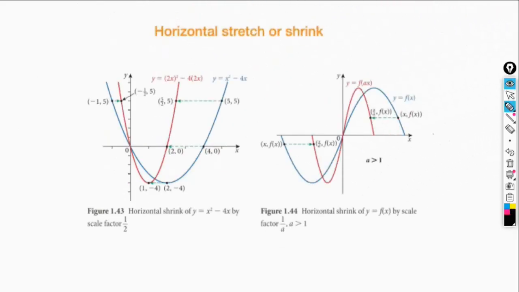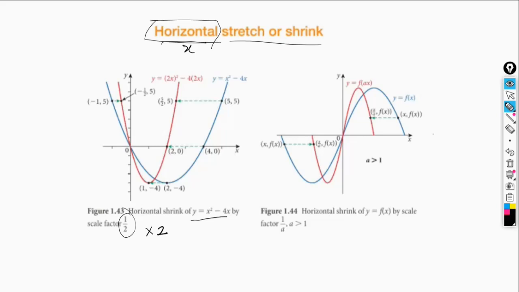Next comes the horizontal stretch or shrink. The word horizontal already indicates that it's going to affect the x coordinate. Notice that in this graph to the left, figure 1.43, they're showing us the horizontal shrink of y equals x squared minus 4x by a factor of 1/2. Now with x, everything seems to work backwards. So if you want to shrink it by a factor of 1/2, you would actually have to multiply x by 2.